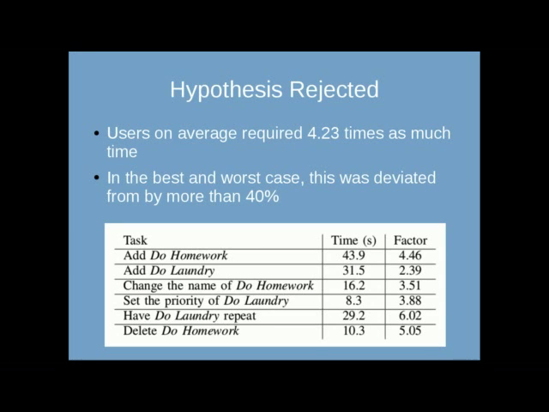The hypothesis was rejected. On average, users required 4.23 times as much time as the touch level model suggested. In the best and worst case, however, this was deviated from by more than 40%. You can see in the case of do laundry, it was by a factor of 2.39. And in the case of having do laundry repeat, it was a factor of 6.02. So, while all the others are within the ballpark of plus or minus 25%, these are pretty severe. So we have to reject the hypothesis.